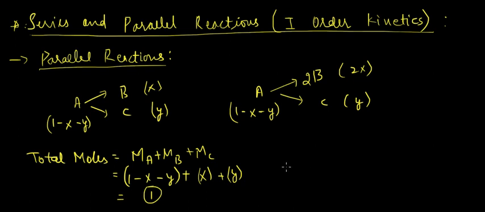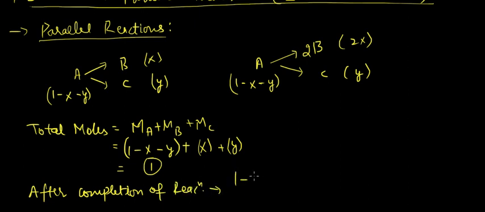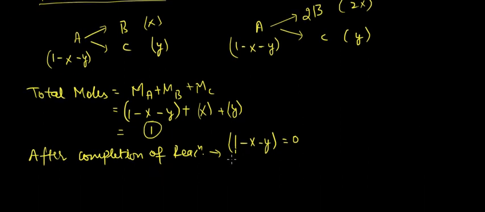And here we can write that after completion of reaction, let's say we don't have any moles of A present. So 1 minus X minus Y, which is the moles remaining of A after the completion of reaction, is 0. So we can write that X plus Y would be equal to 1.